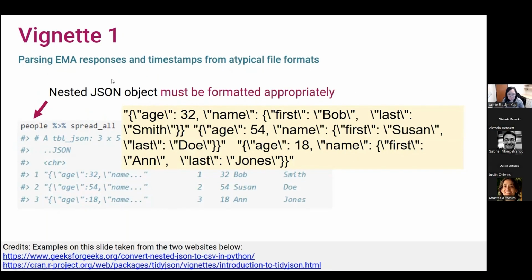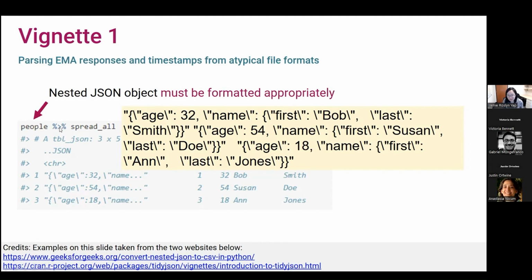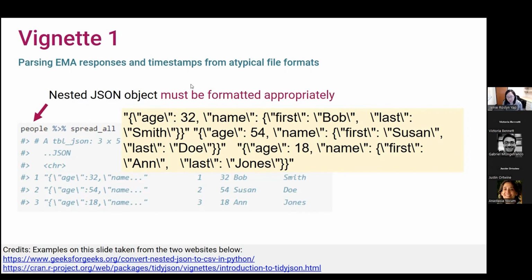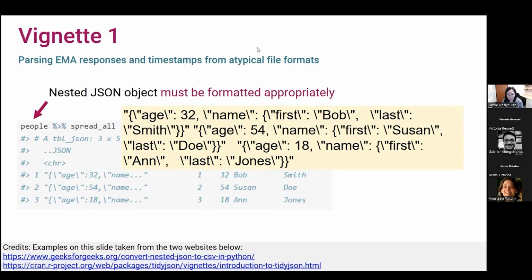The kicker, though, is that the nested JSON object that this particular package takes in, so that it can simply carry out this one function call, needs to be formatted appropriately. So that's just the kicker. It just needs to be formatted appropriately.